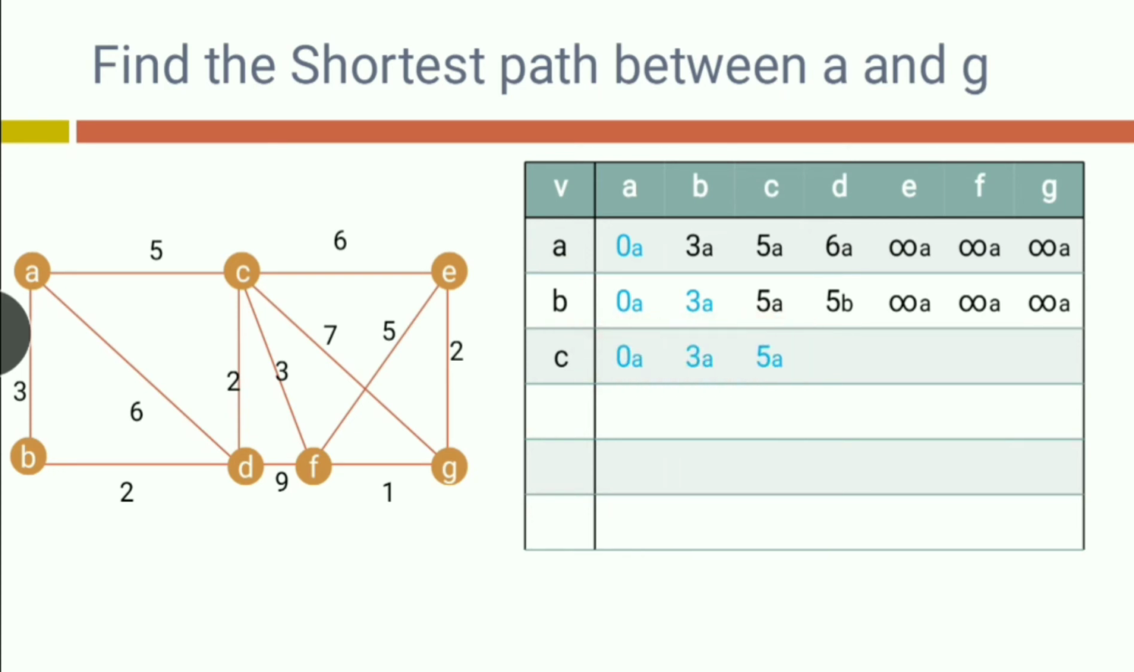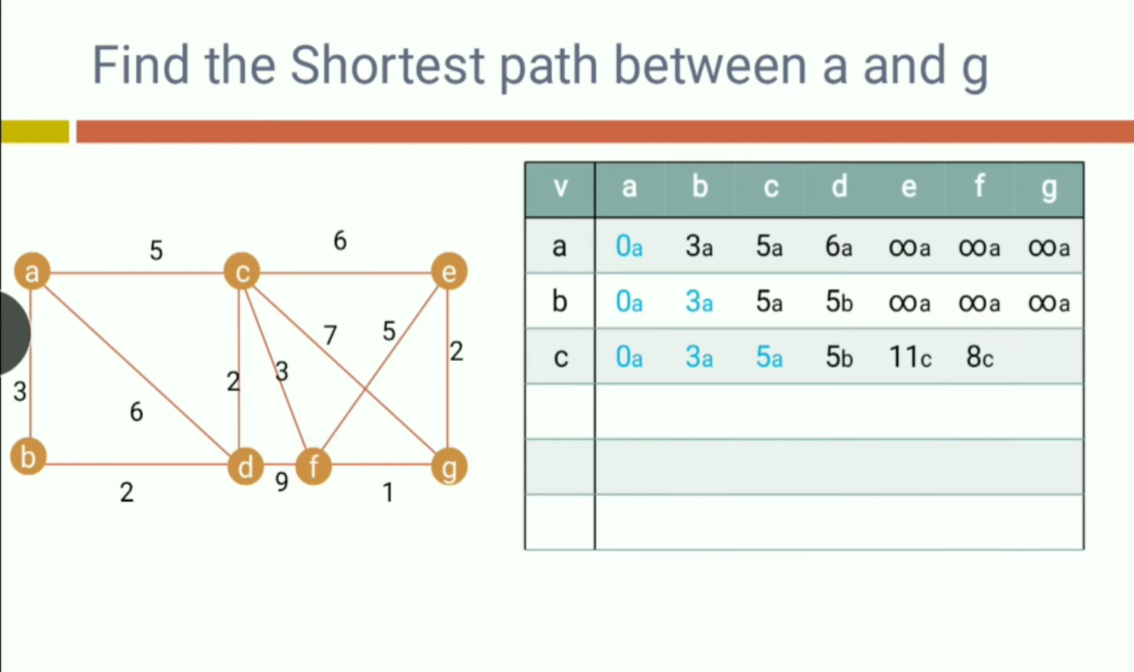Now distance of D from C is 2. So 2 plus 5 is 7. So there's no improvement, so we'll write 5B as it is. Then distance of E from C is 6. So 6 plus 5 is 11. So there's improvement, so we'll write 11C here. Then what about F? C to F is 3. So 5 plus 3 is 8. So again there's improvement, so we'll write 8C.